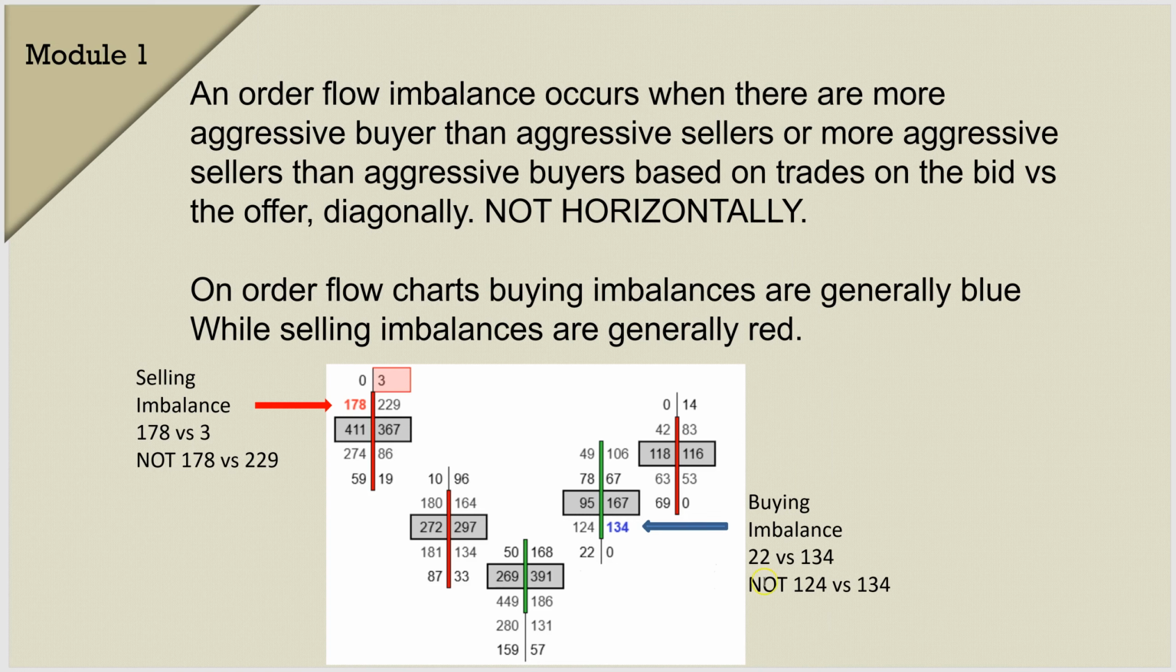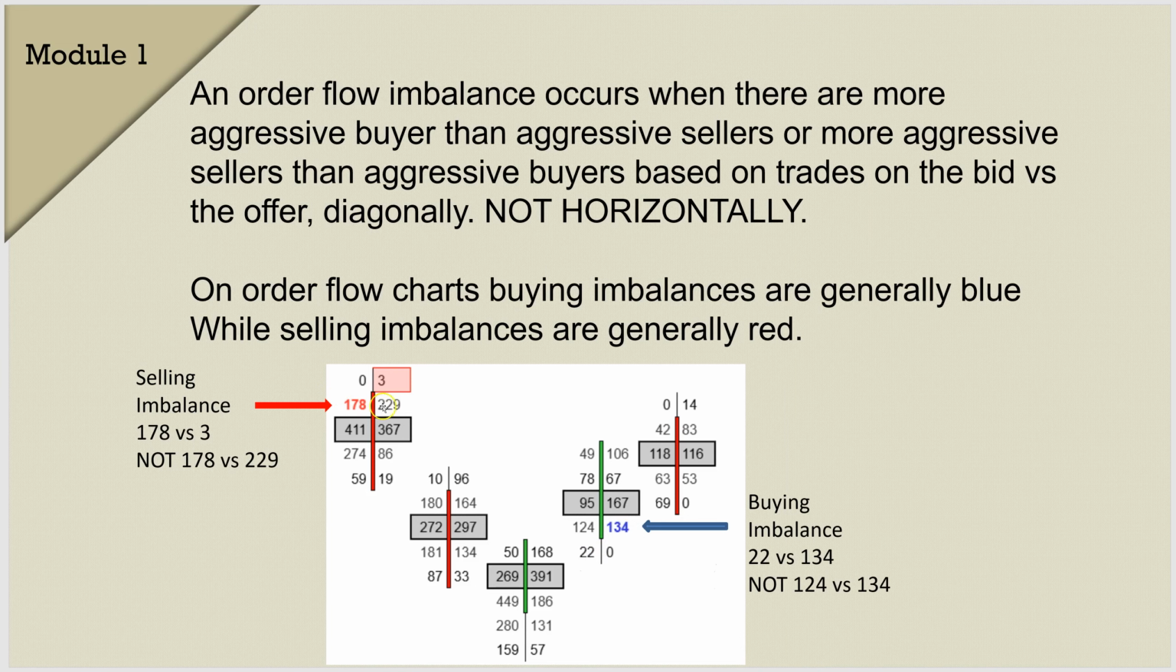So how do you determine it's a buying imbalance? Well, again, you're comparing this 22 against 134. You're not comparing 124 against 134. It's 22 against 134. This is your imbalance here. So what traded on the bid versus what traded on the offer, you have an imbalance, a buying imbalance. More offers were lifted than bids sold.